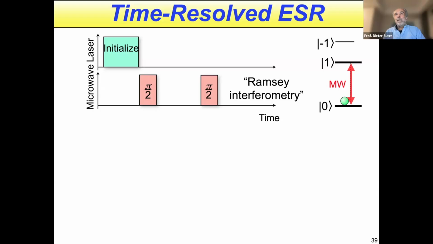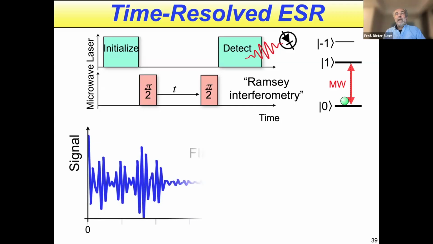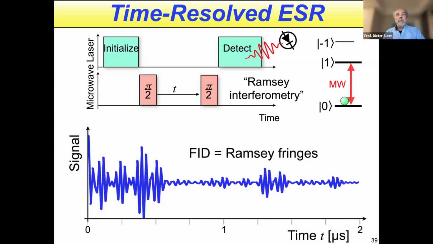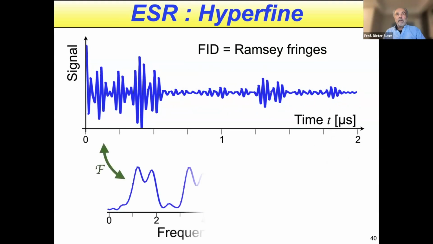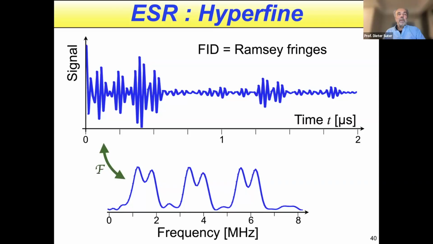That is sometimes referred to as Ramsey interferometry because it was introduced by Norman Ramsey in the context of atomic spectroscopy. If you do that, you can detect now, again, the population of the spin states. And if you change the delay between the two pi over 2 pulses, you get, again, something like a free induction decay, which is also known as a Ramsey fringe. Now, from the time domain signal, of course, you can get the electron spin spectrum in this case.